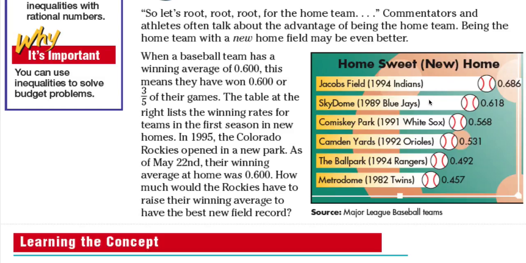These are the records for each of the Major League Baseball teams. Jacobs Field, 1994 Indians, 0.686. Sky Dome, the Blue Jays, 0.618. Comiskey Park, the White Sox, 0.568. Camden Yards in Baltimore, 0.531. The Ballpark, Rangers, 0.492. And the Metrodome for the Twins, 0.457. So it's asking how much would the Rockies have to raise their winning average to have the best new field record. In this case, the best new field record is the Indians, 1994, at Jacobs Field at 0.686.